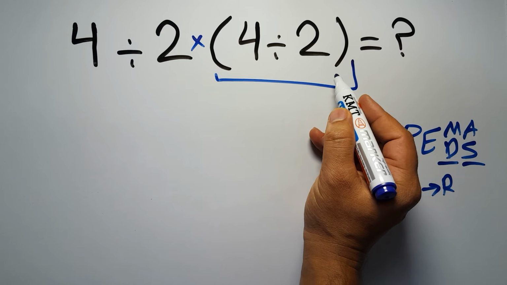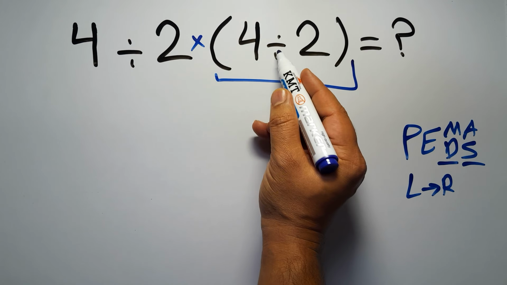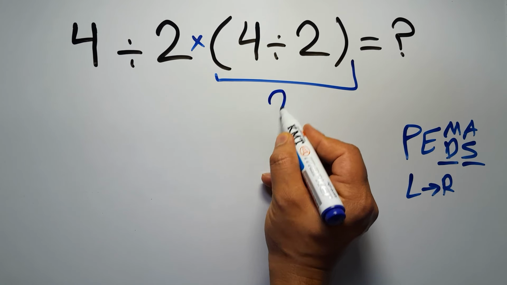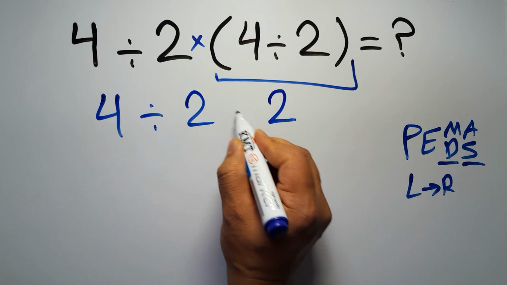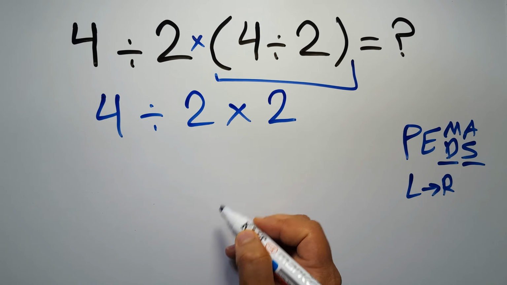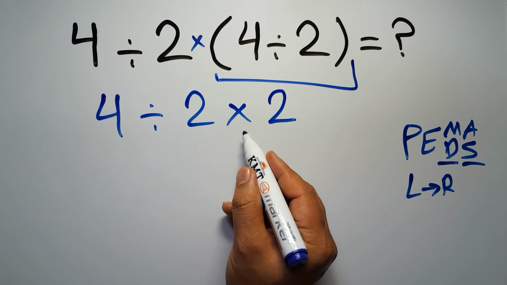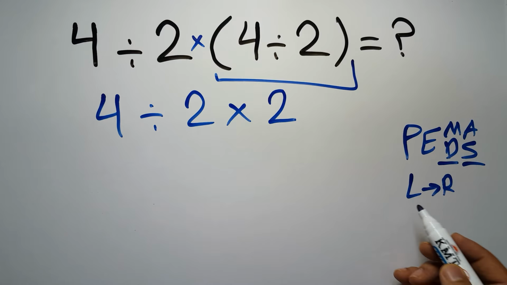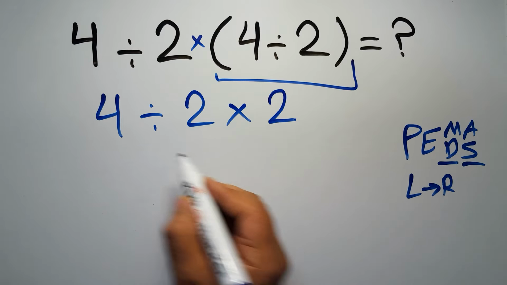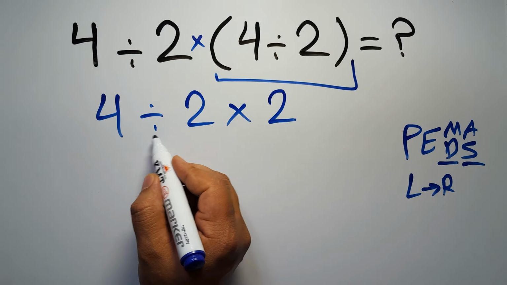So first this parenthesis. Inside this parenthesis, we have 4 divided by 2, which equals 2. So 4 divided by 2, then times 2. Now we have one division and one multiplication. As I said, multiplication and division have equal priority, and we have to work from left to right. So here first we have to do this division.